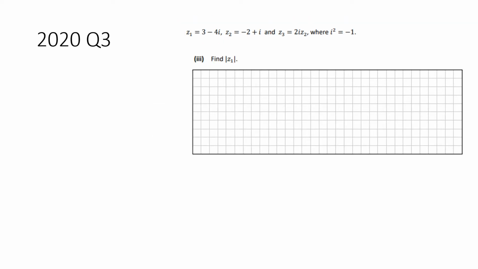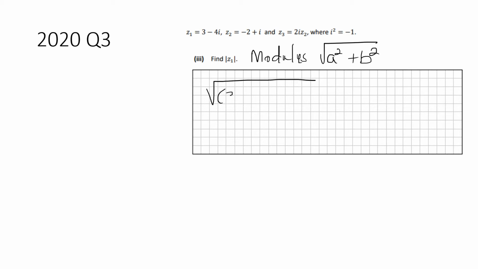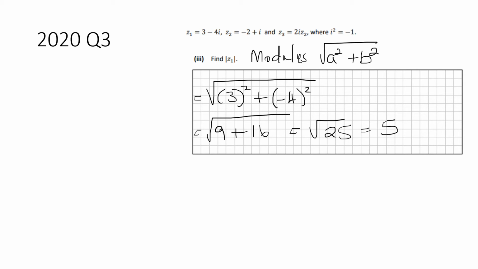For part 3 then, you're asked to find the length of z1, so that's the modulus. So we do the square root of a squared plus b squared. So we can see that for z1, we take the 3, we square it, and then we take the imaginary, which is minus 4, and we square that as well. So 3 squared is 9, minus 4 squared is 16. So add them together, you get the square root of 25, which is 5. So it means that the length from the origin to z1 is 5 units.